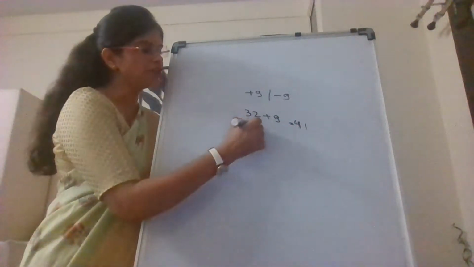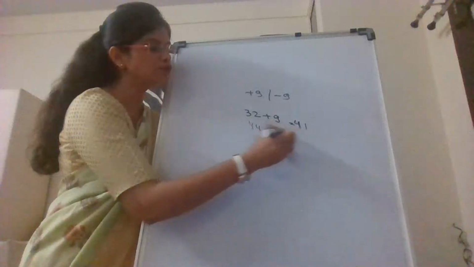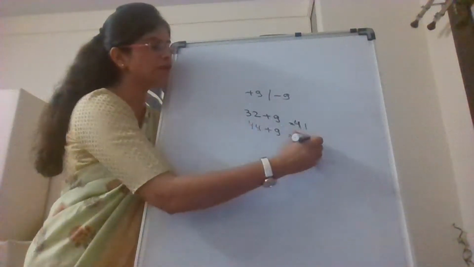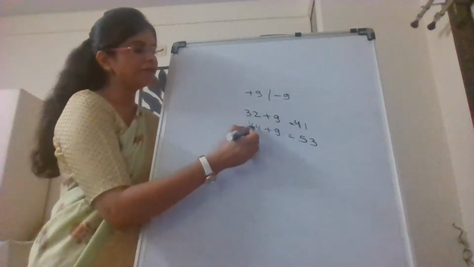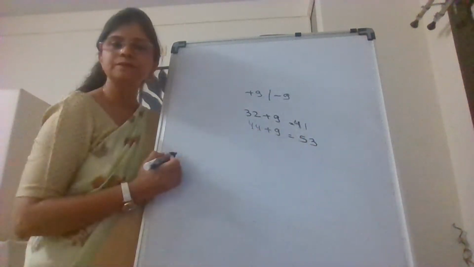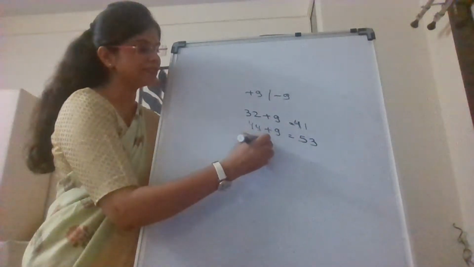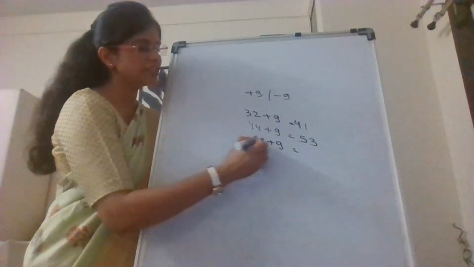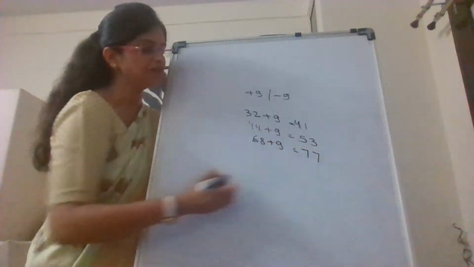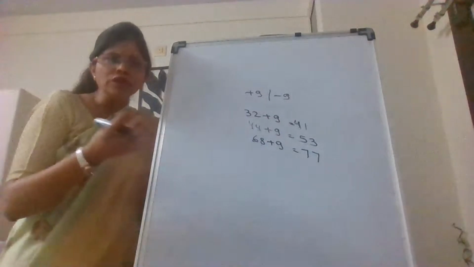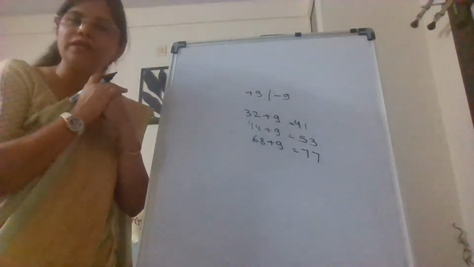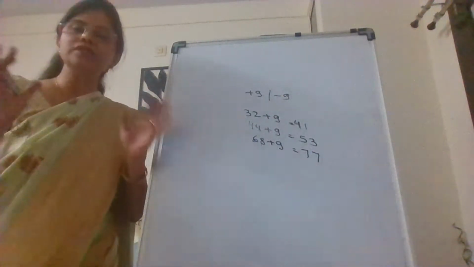If the question is 44 plus 9, what will you do? This 4 will become 5 and this 4 will become 3. This one became the big brother, this one became the small brother, 5 and 3. Now if it's 68 plus 9, what will you do? 6 will become 7 and 8 will become 7. This is the answer. No need to finger count, no need to calculate anymore. This is so simple to learn.